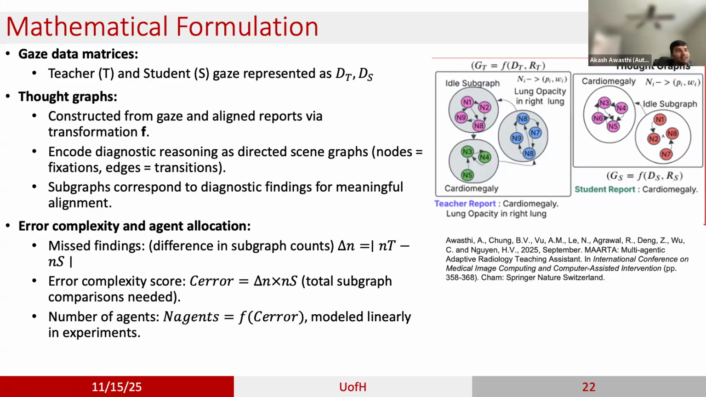Because if he's making 4 errors, then we need 4 agents to analyze the student and teacher data. So we scale the number of agents, not just by 4, we also multiply with the subgraph needed for the comparison. So the number of agents is a function of the error complexity, and the error complexity is nothing but the product of the difference in subgraph counts and the difference in the number of fixation points for those missed subgraphs.